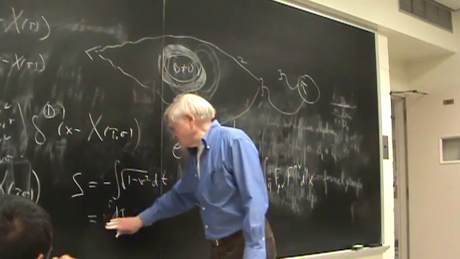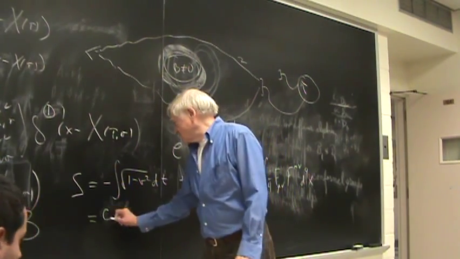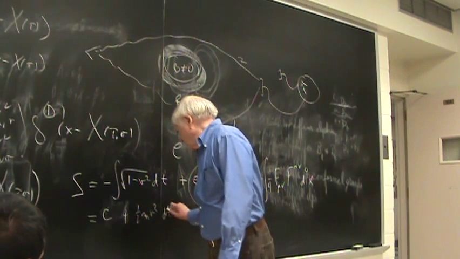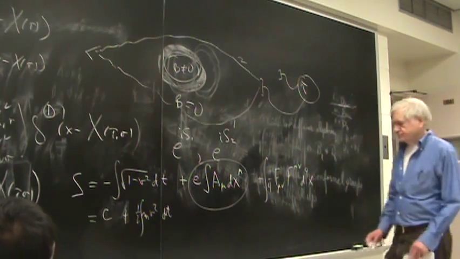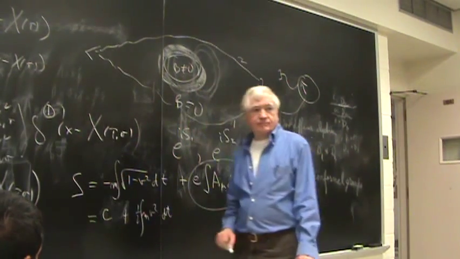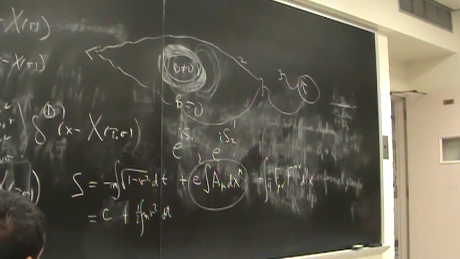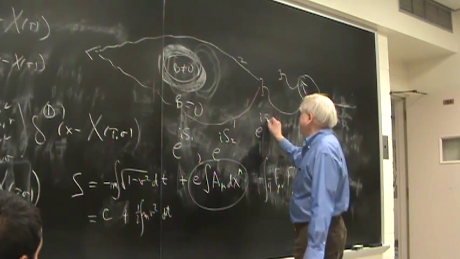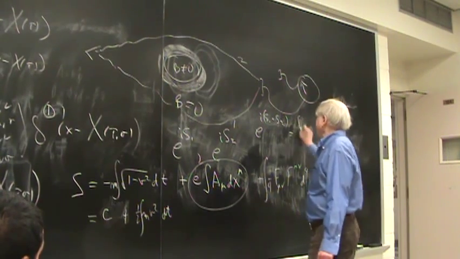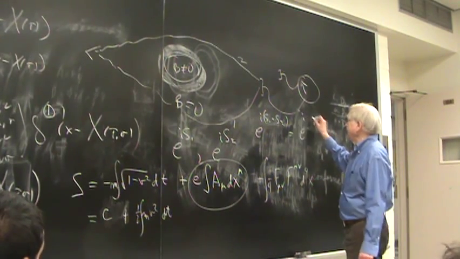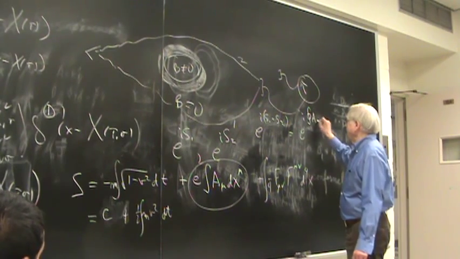By the way, in the non-relativistic limit, this thing here is just some constant plus a half m v squared dt integrated. Oh, and so I left out an m. All right. So, what is the difference in the phases? The difference in the phases is e to the i (S1 minus S2), and then this. This is e to the i integral A_mu dx^mu. Okay.